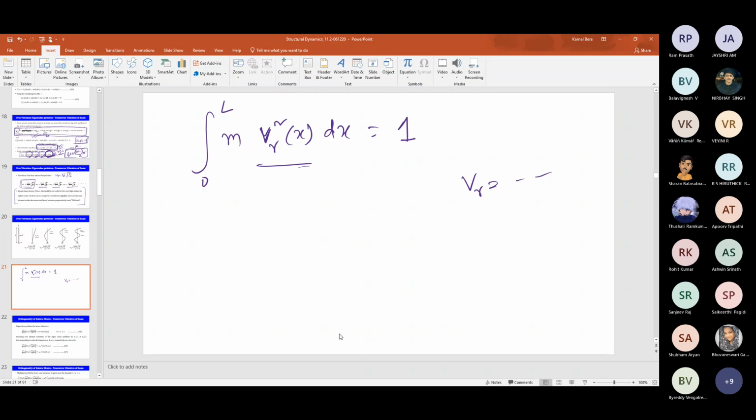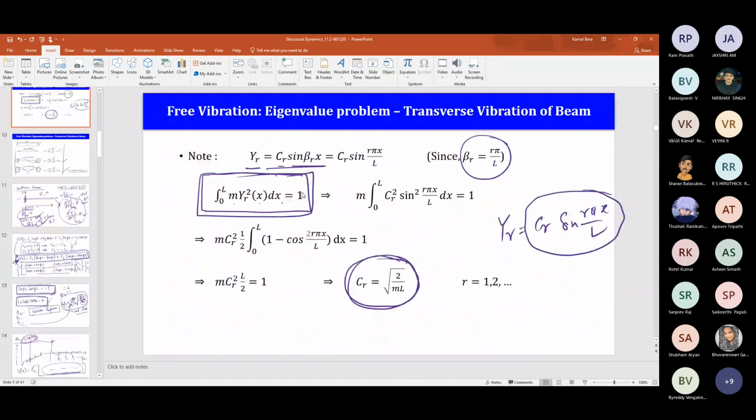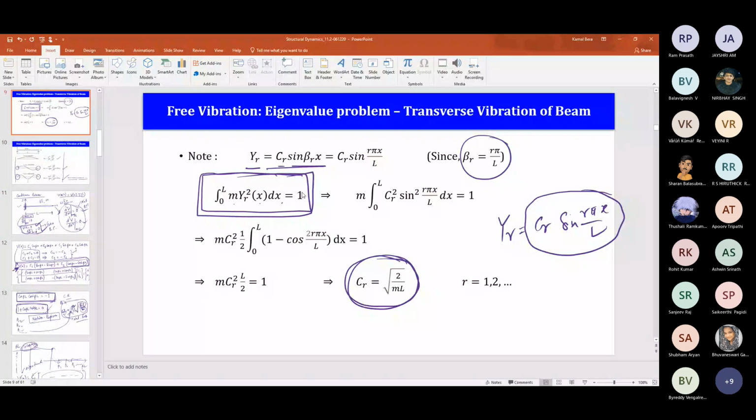But previously it was very simple. Let me go back again. Because you know the mode shape is Cr sine beta r x, and beta r is nothing but r pi by l, because the characteristic equation solution sine beta l equal to 0 gives beta l equal to r pi. So from that you know this. You can easily substitute here and obtain this, and then do the simple integration.